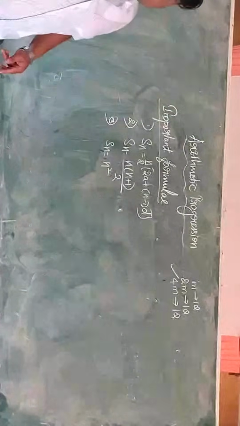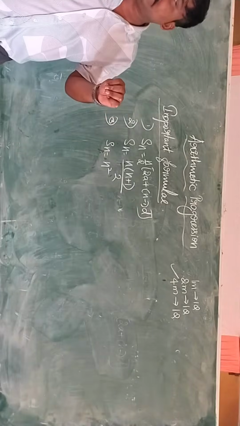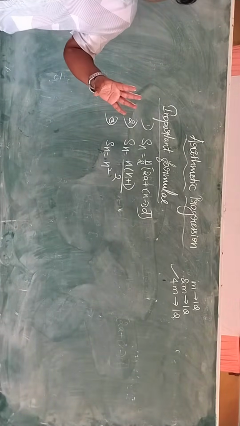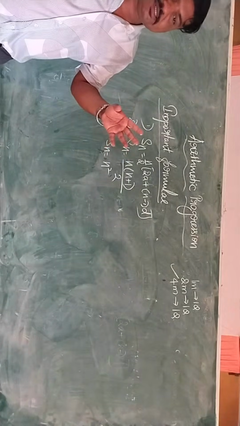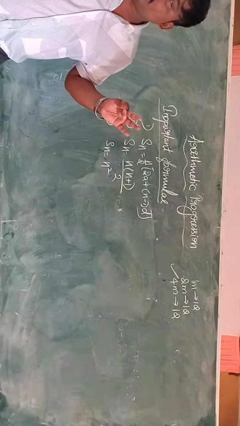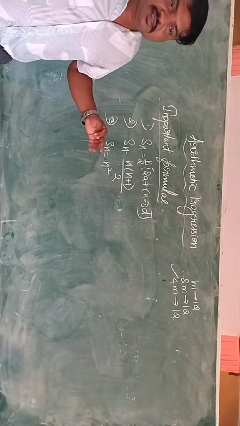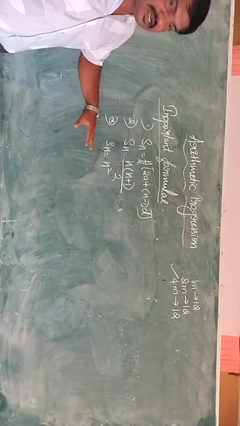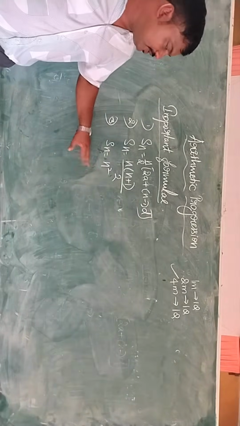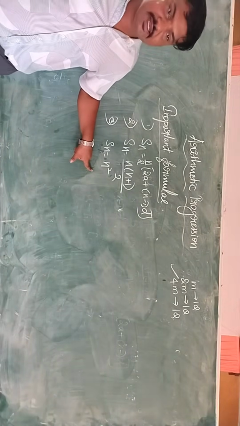For example, 1 plus 3 plus 5 plus 7 plus 9. How many are there? 5 are there. 5 square is 25. You can add all these: 1 plus 3, 4. Correct? 4 plus 5, 9. 9 plus 7, 16. 16 plus 9, 25. So instead of adding each and every number, we can directly use the formula, that is Sn is equal to n square.